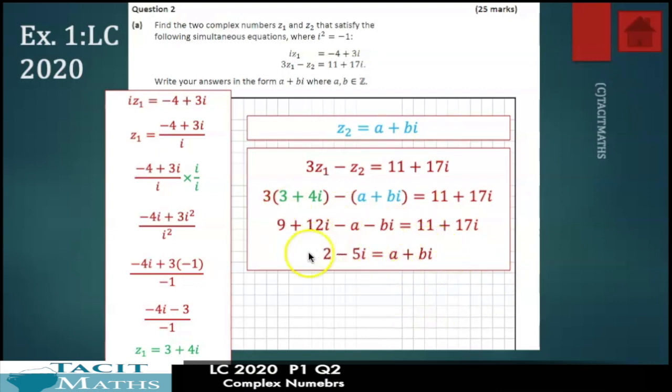And that's actually our answer then. I didn't actually need to put in the a plus bi. I could have just left it at Z2, and it comes out as 2 minus 5i.